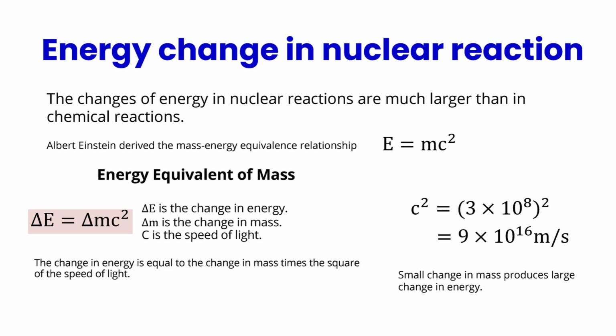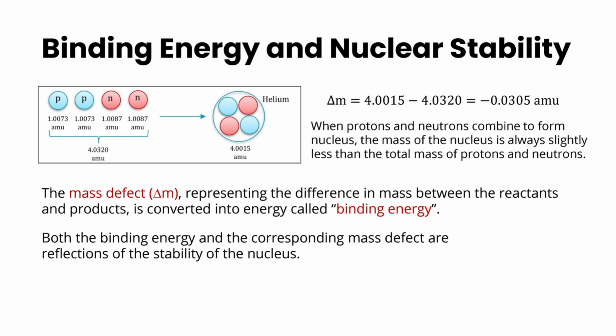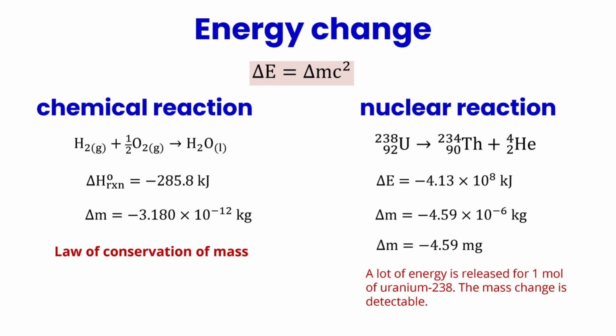So the products weigh slightly less than the reactants. Exactly. That tiny difference in mass is called the mass defect. It's the mass that got converted into the energy released, according to E=mc². And because c squared, speed of light squared, is a gigantic number, even a minuscule mass defect translates into a huge amount of energy. Wow.